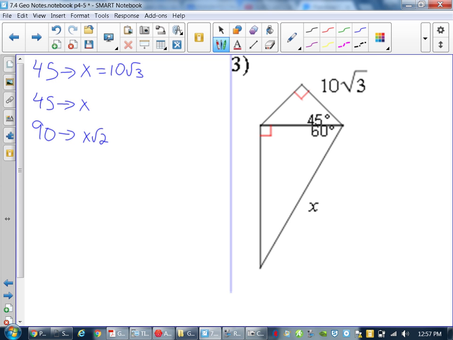So I know that in my diagram, I have something across from the 45-degree angle, and that value is 10 root 3. This is a case where I don't have to do anything to it, because that is the value of x. You need to get to this part here to be able to bounce into the second triangle. If this is the value of x, I need to take 10 root 3 and multiply it by root 2 to get across from the 90. When you do that, you get 10 root 6. Very good.